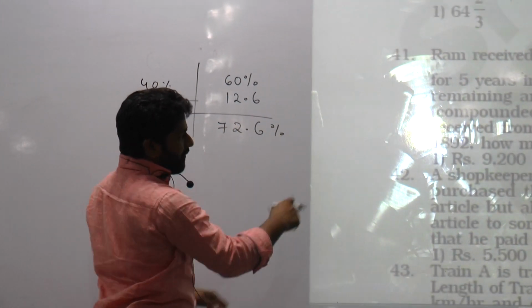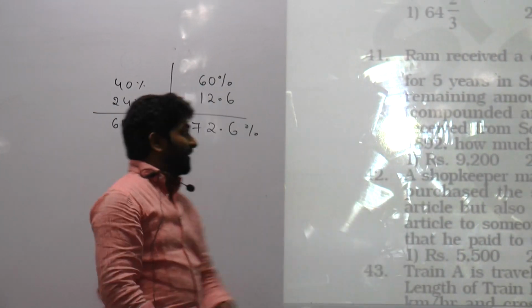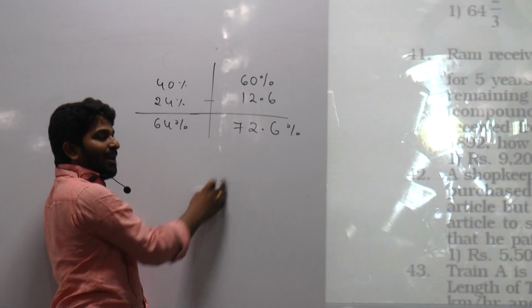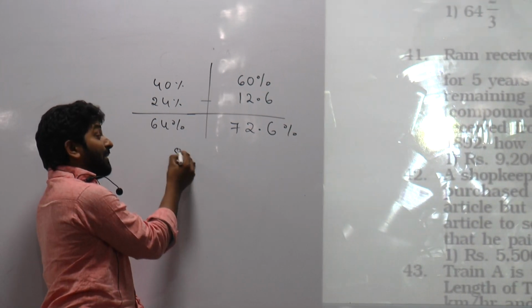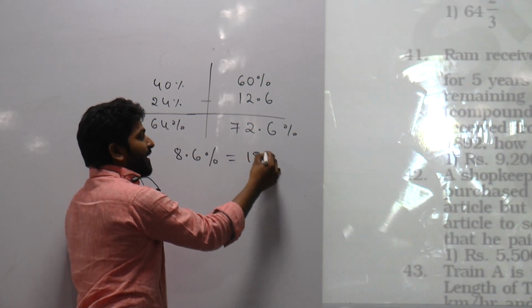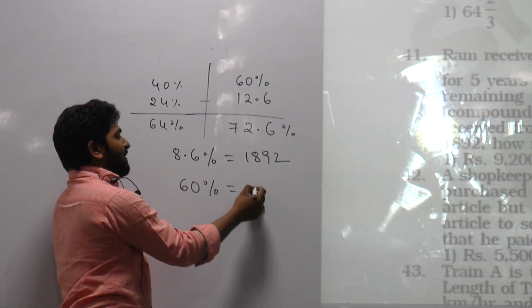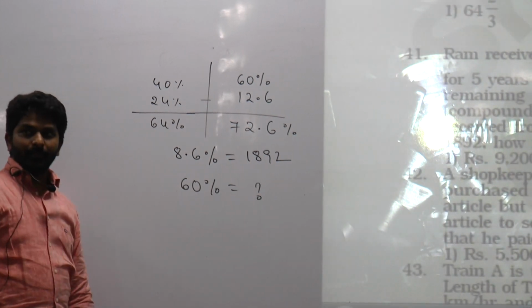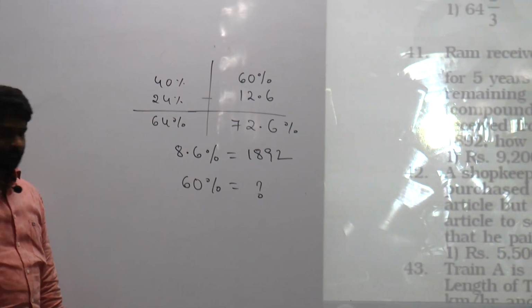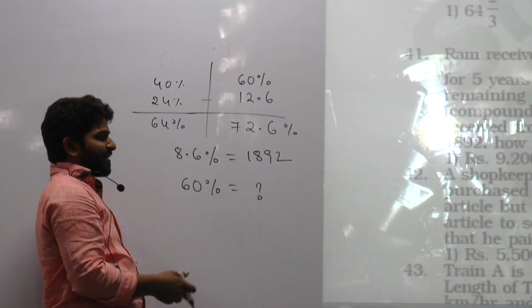So the amount received from scheme B is going to be 72.6%. Now you are given a number, 1892. What is this? The difference between these two percentage values. 8.6% is equal to 1892. You need to calculate what 60% is equal to.